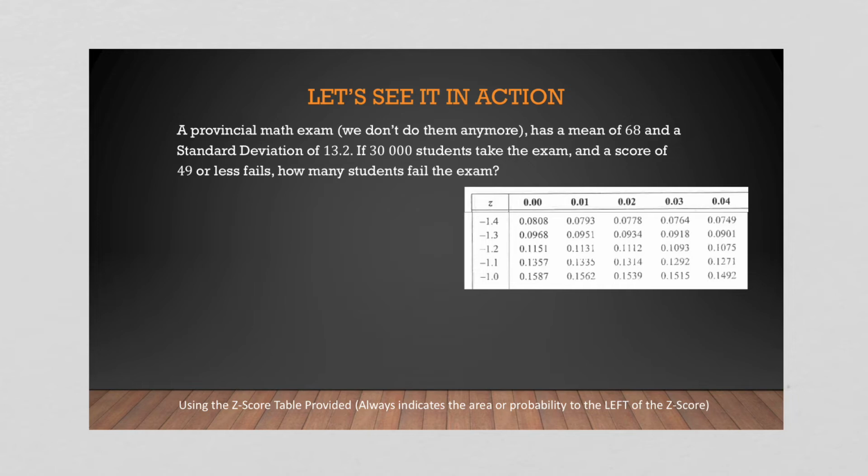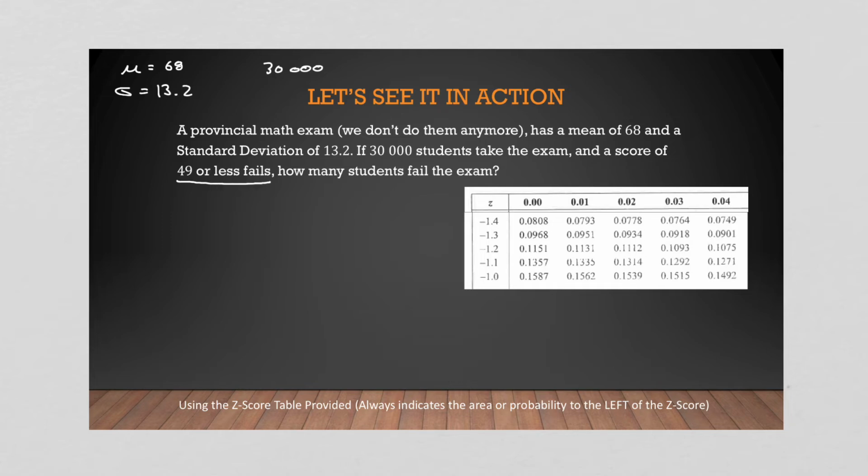So a provincial math exam, which, I mean, yes, we have numeracy exams, but they're definitely not the same as they used to be, has a mean score, okay, I'm going to write this down on the top left, has a mean score of 68, and it has a standard deviation of 13.2. Now, we're being told that 30,000 students take the test. We're not overly concerned with that number just yet. A score of 49 or less fails. How many students fail the exam?